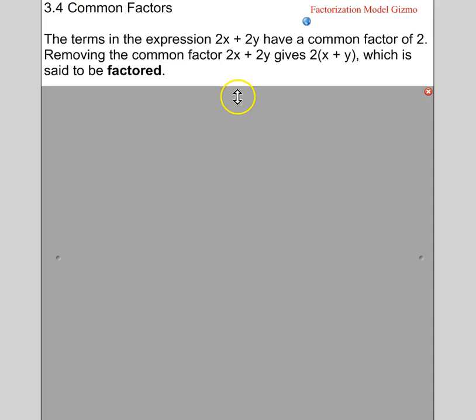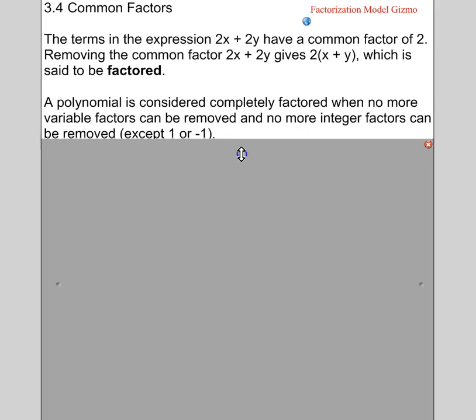Okay, quick review of common factoring. If you care to just examine this portion of the video here, common factors, of course, are looking at the highest multiple of, or highest factor of a given number of terms. So in this case, we say remove the common factor, and at that point, the expression is said to be factored. The definition, a little more detail, is when you can no longer remove variable factors and no more integer factors can be removed except 1 or -1, it's said to be completely factored.